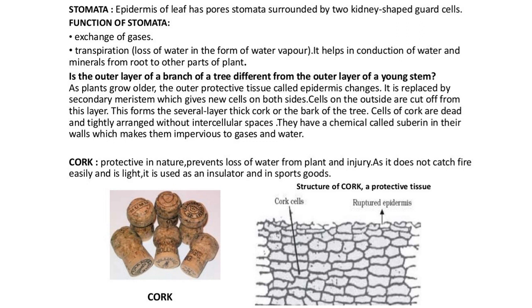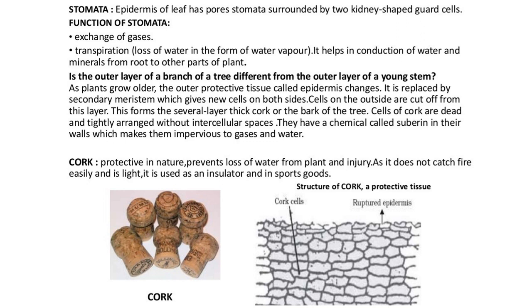Now let's talk about another structure, stomata, which we all are familiar with. We have studied about it in previous classes. Stomata are the tiny pores which are present in the epidermis of the leaf. And these pores are guarded by two kidney shaped cells called guard cells. Now, what are the functions of stomata? First, exchange of gases. We all know carbon dioxide and oxygen are exchanged with the outside environment only with the help of these stomata.